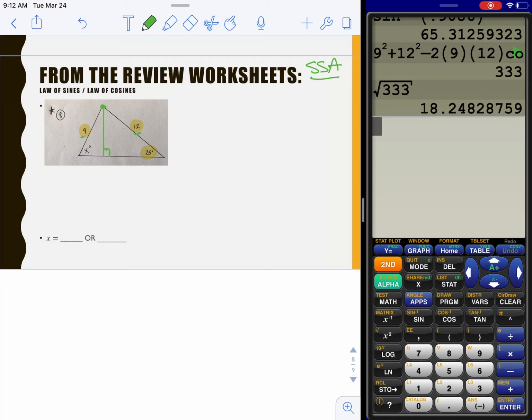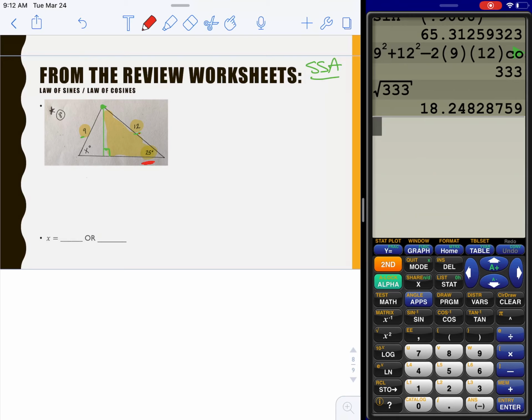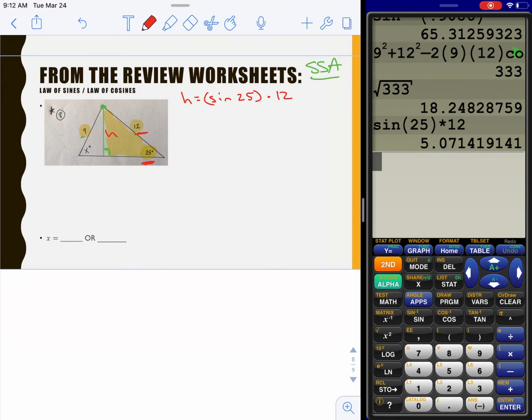Okay, so now I have created a 90-degree or right triangle right there. Here's the angle I'm working with. Here's the hypotenuse of that 90-degree triangle. So I know height is going to be equal to the sine of 25 degrees times 12. Well, let's do that. So now I know my height is 5.1.